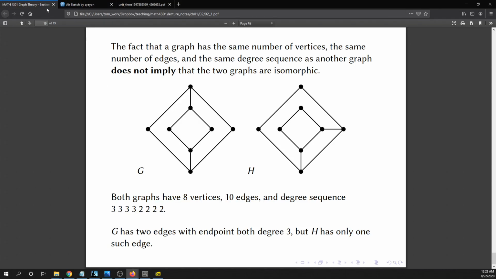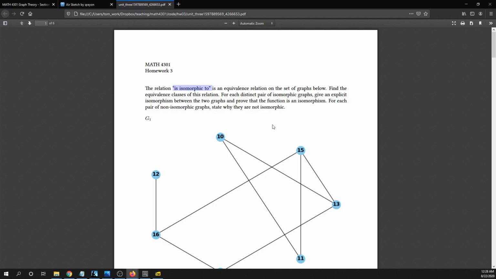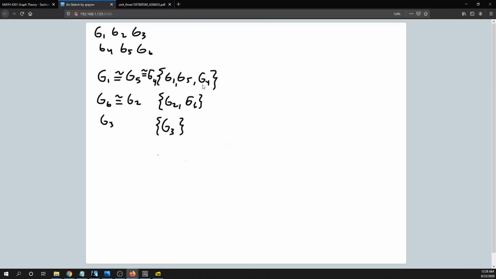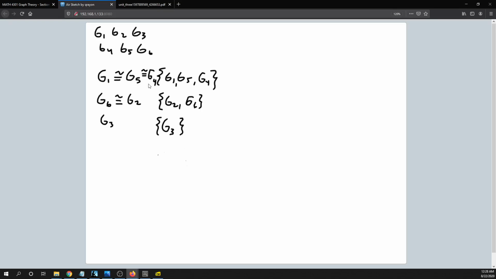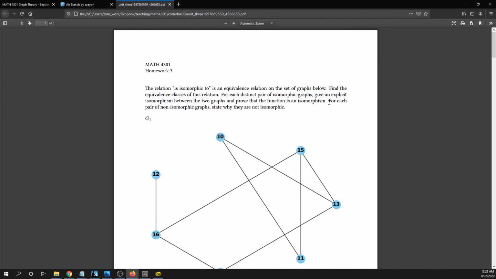All right. So that's one part: I want you to divide these up into equivalence classes of isomorphic graphs. And then for each distinct pair of isomorphic graphs, give an explicit isomorphism between the two graphs and prove that it is an isomorphism. So I guess actually you do have to do some of that work there. So I ask for an explicit isomorphism. And then if you have a pair of non-isomorphic graphs, state why they are not isomorphic.